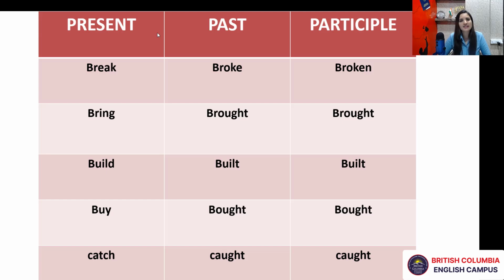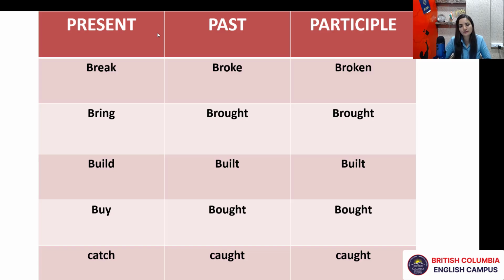The next word is catch. Let's create a sentence onto this. I like to catch a lot of fish. I repeat, I like to catch a lot of fish. And the past form of this verb is caught. I caught a lot of fish yesterday. I repeat, I caught a lot of fish yesterday.